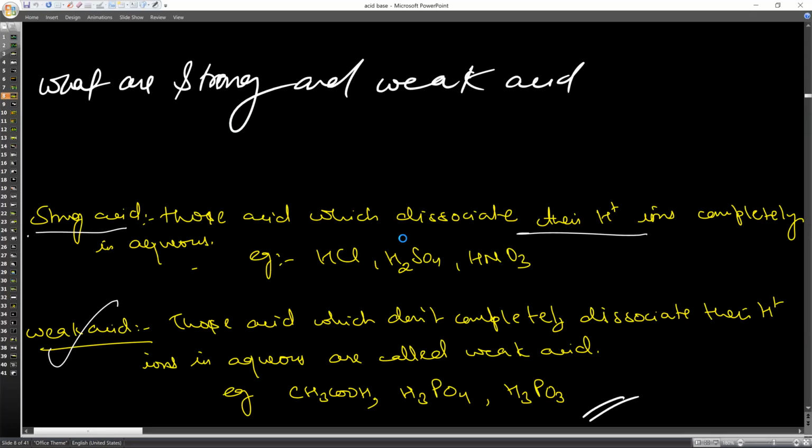And those that partially dissociate are called weak acids. Those that completely dissociate are called strong acids, and those that partially dissociate are called weak acids. Okay, please note it down fast.